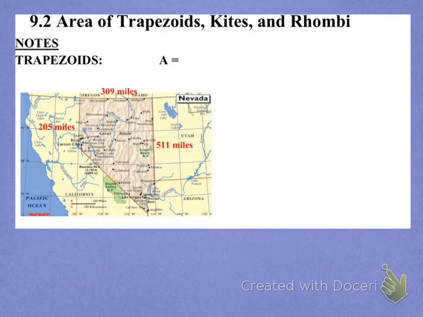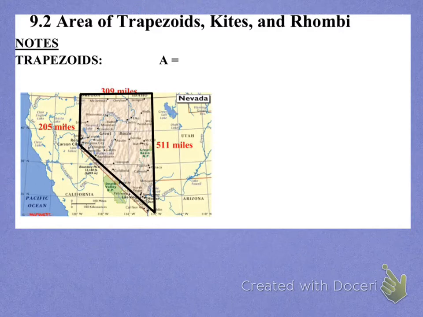Unit 9, Section 2, Area of Trapezoids, Kites, and Rhombi. We're going to start this section by finding the area of a state called Nevada. Many of you are familiar with Nevada. That's where Las Vegas is. So I'm going to outline Nevada more or less.